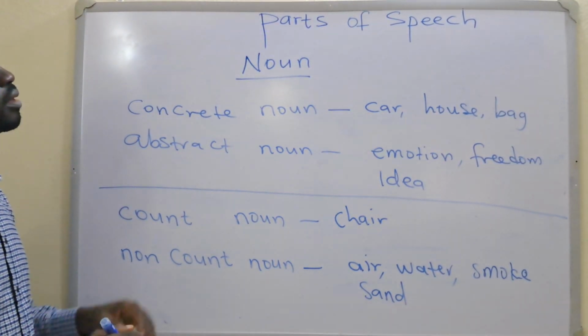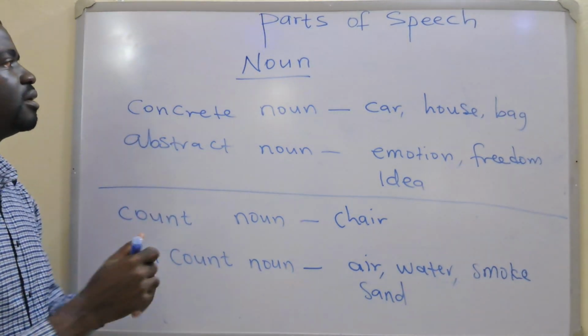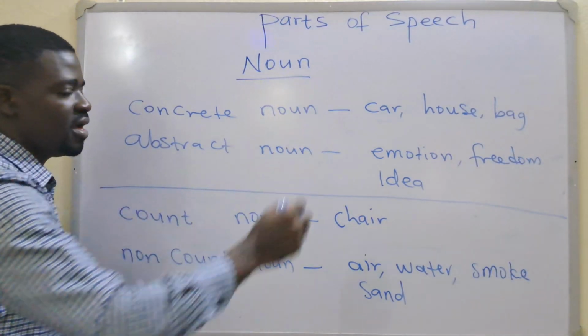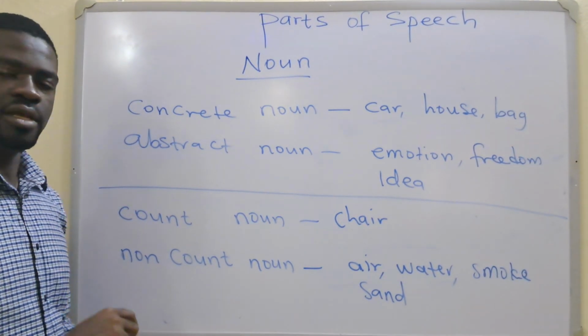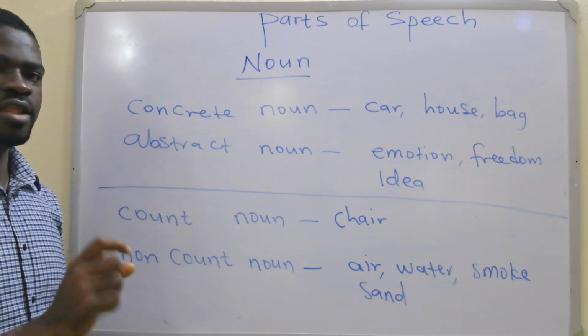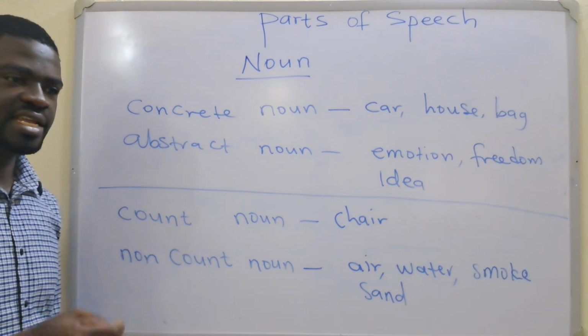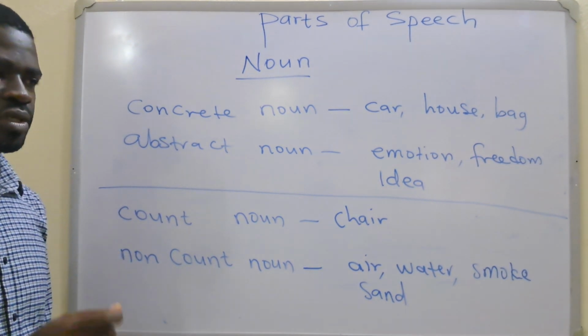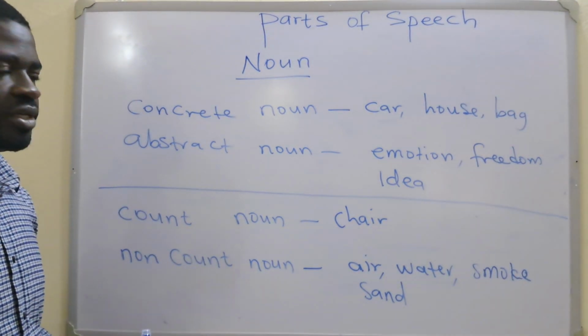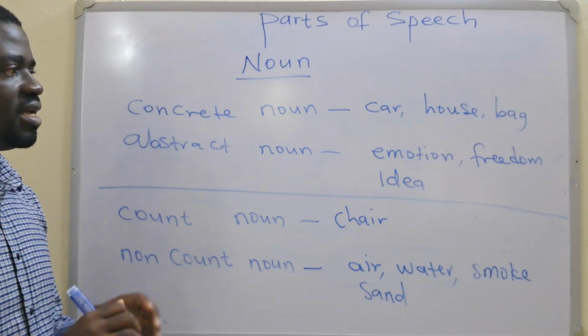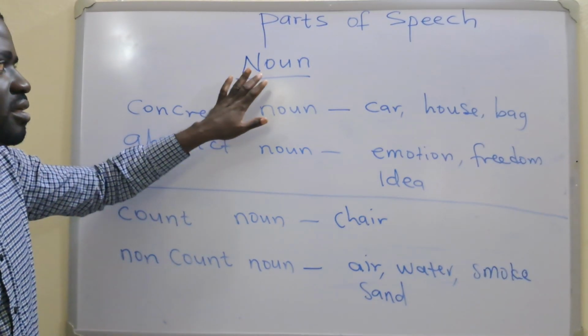Okay, so parts of speech. Noun. What is a noun? This is a quick revision now. A noun is a naming word. Any name, it could be a name of an idea, a name of an institution, a name of a person, a name of an animal, or an object. As long as it is a name, it is a noun.